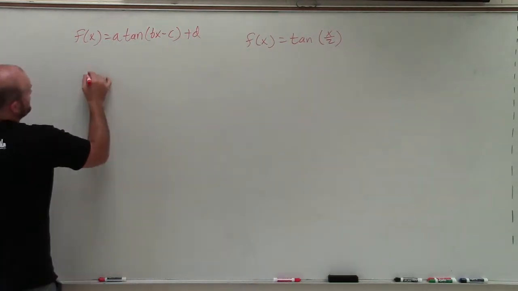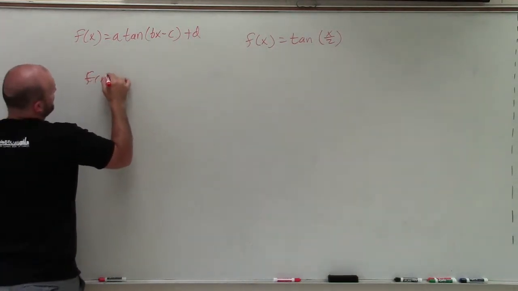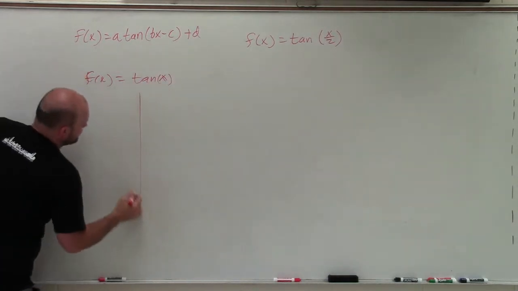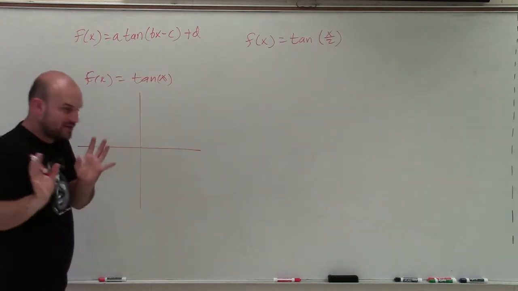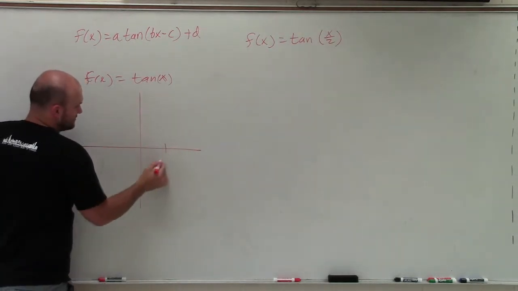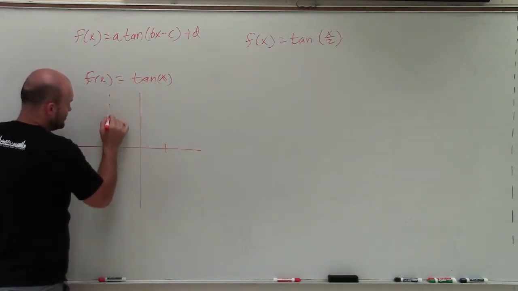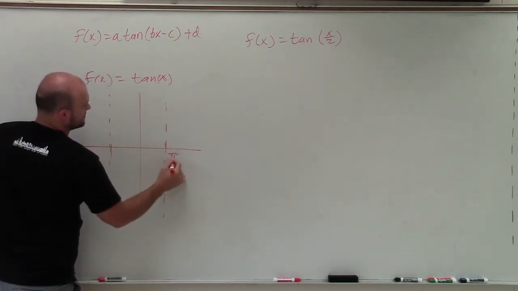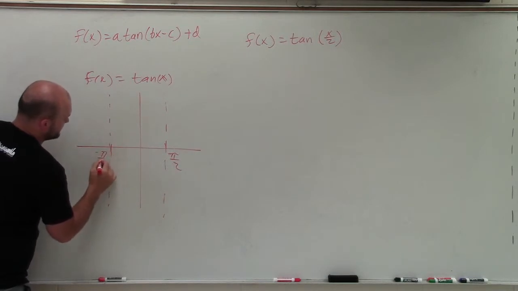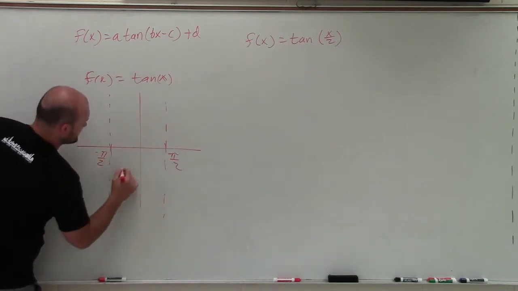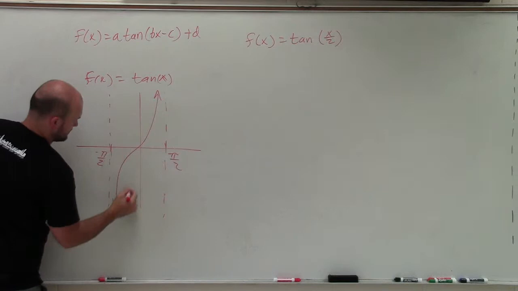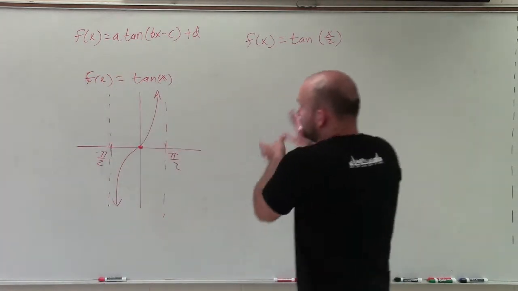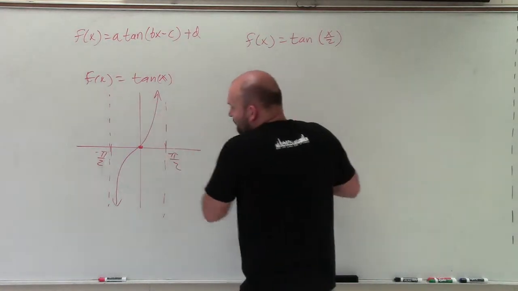But what about if I'm just given f of x equals tangent of x? What exactly does that graph look like? Well, if I just do one initial period, the tangent of x has two asymptotes at pi halves and negative pi halves, and the graph looks something like this. So that is what we call our parent graph. That is with no transformations. And this graph just keeps on repeating.